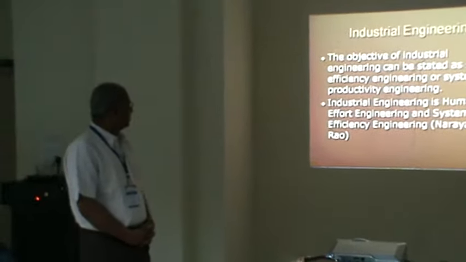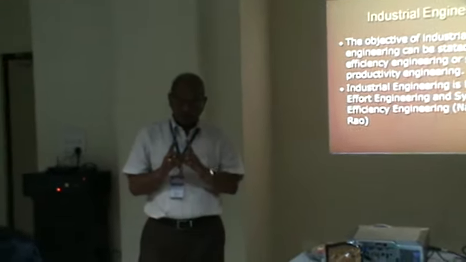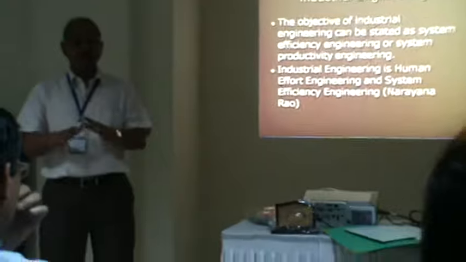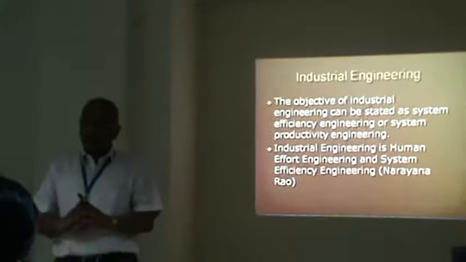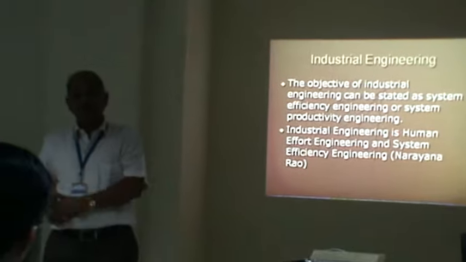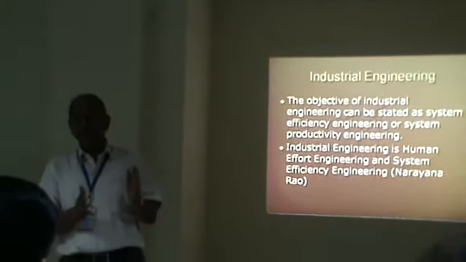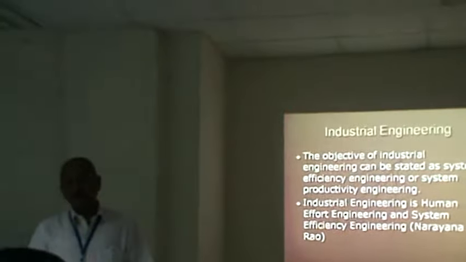Now this second line is my definition of industrial engineering: industrial engineering is human effort engineering and system efficiency engineering. The AIE's definition, where it said industrial engineering is concerned with the design, improvement and installation of systems, according to me has done harm to the profession. It has not given good progress to the profession, and they are not the originators of industrial engineering. They came in 1950 or 1948, whereas industrial engineering started long back in 1907. Industrial engineering has a history behind it. So at some point of time, they came with a definition which is definitely ambiguous.